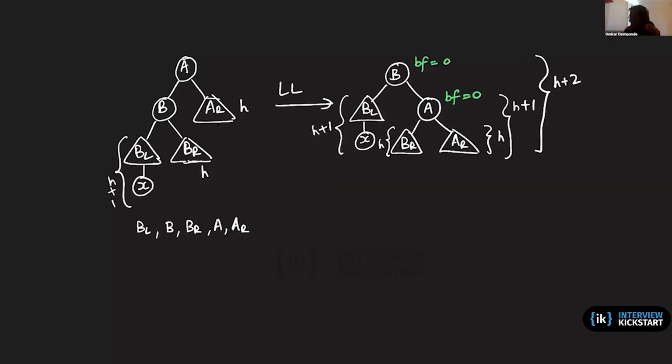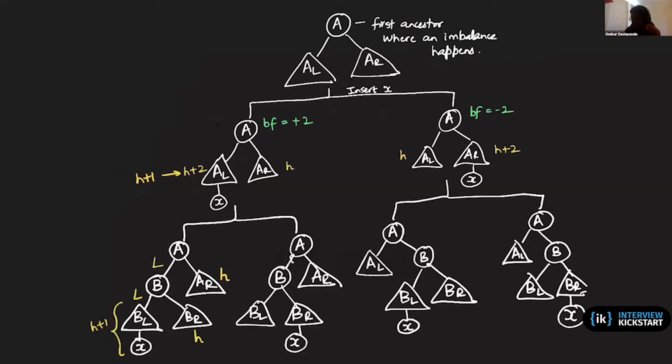Has the height of the overall subtree changed as a result of this LL rotation? Well, let's see what was the height before. The height before X was inserted, right here it was H plus 1 and then it became H plus 2. That's why it was violated. So it was H plus 1 here. This was H plus 1. One more node here. So the overall height here was H plus 2.